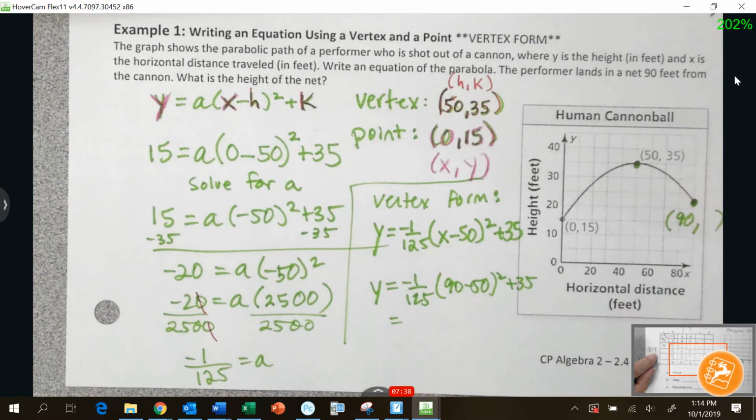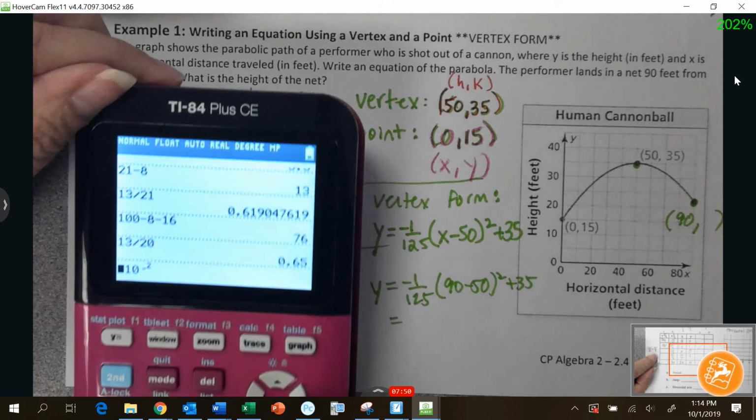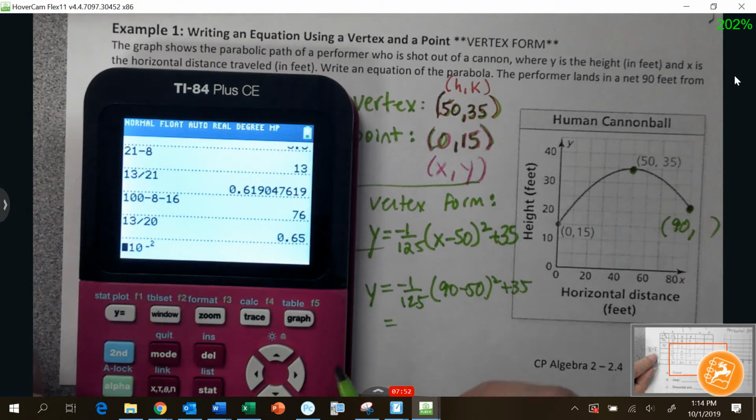I'll do it by calculator. Where's my calculator? Oh, number 9, you're killing me over there. This phone is like so bright.